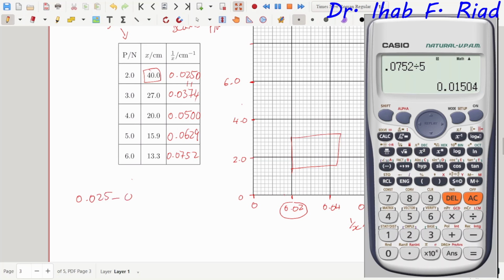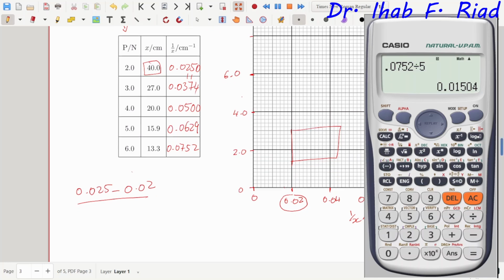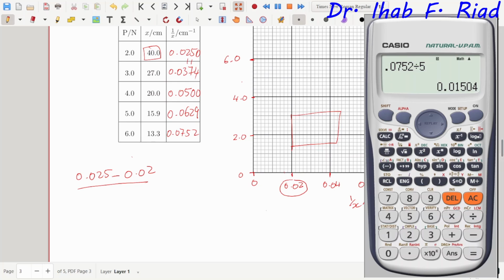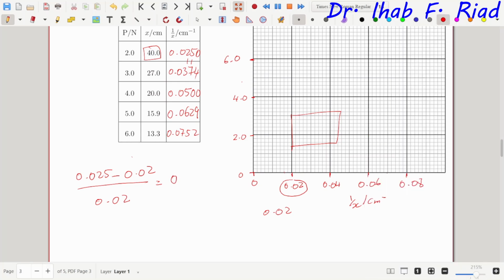So do it like this: 0.025 minus 0.02, and I divide by the scale on the relevant axis. What is the scale on this axis? It is 0.02. So I divide this by 0.02. Now let us do the math. 0.025 minus 0.02 divided by 0.02. This is how you read how many squares.